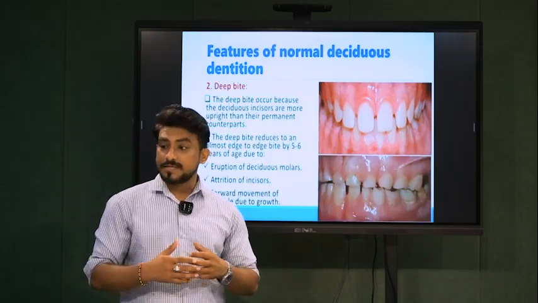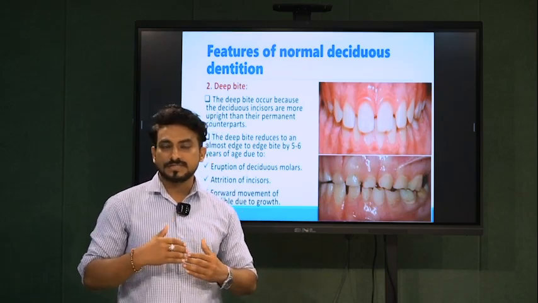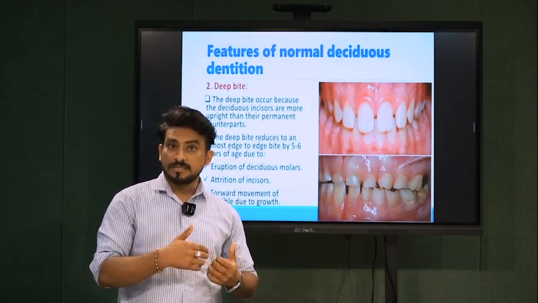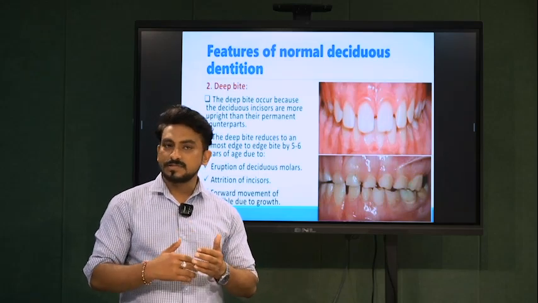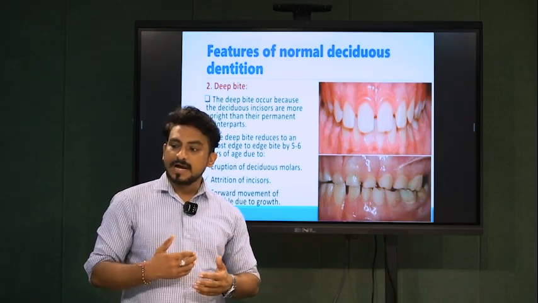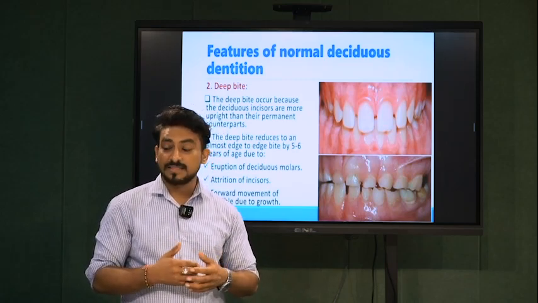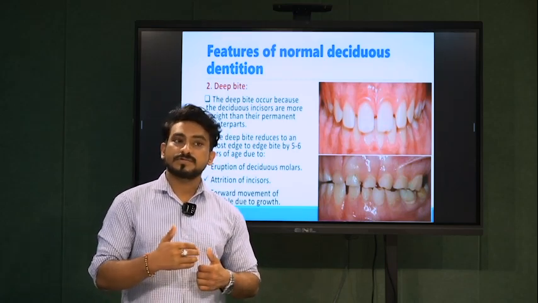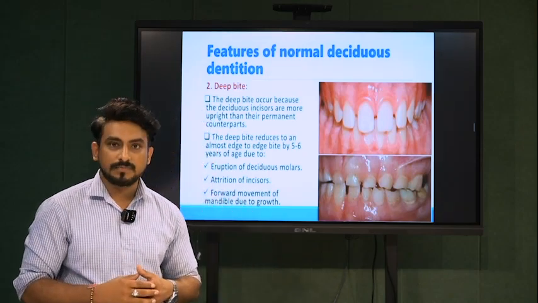We can also see the deep bite. Deep bite occurs because the angulation of the deciduous teeth is less. In the permanent teeth they are more angulated, so there is no deep bite, while in deciduous teeth a deep bite is present. Deep bite reduces by about 5 to 6 years of age, because of eruption of the deciduous molars, attrition of the incisors, and the forward movement of the mandible due to growth.